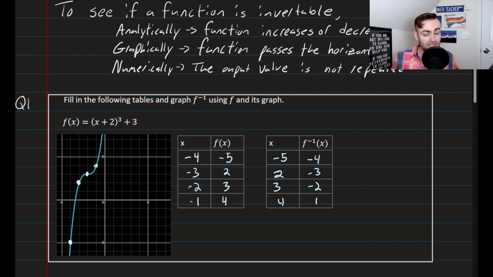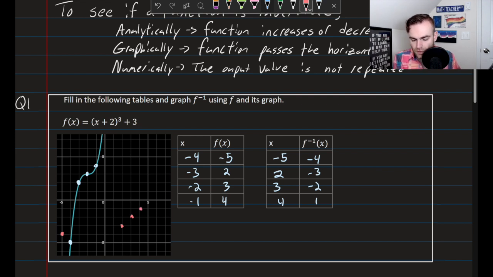So we're going to plot these points now and see what's different about them. I will graph them in red so we can see them. (-5, -4) is here. (2, -3), (3, -2), (4, -1). So we get this curve here. And graphically, that looks kind of strange.